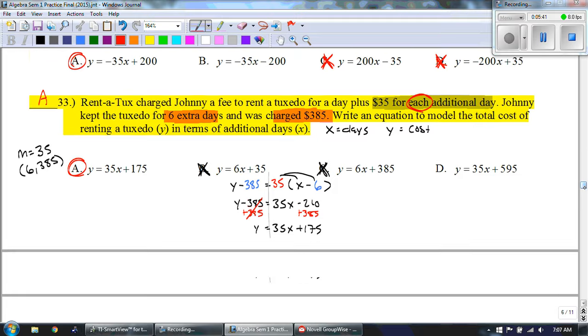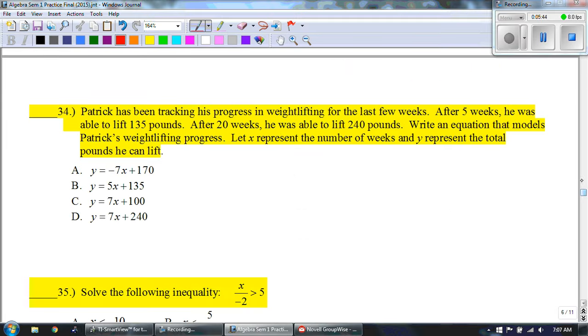All right, flip it over. So Patrick has been tracking his progress in weightlifting for the last few weeks. After 5 weeks, he is able to lift 135 pounds. And then after 20 weeks, he's able to lift 240 pounds. Write an equation where x represents the number of weeks and y represents the total pounds. So x equals weeks and y equals pounds.